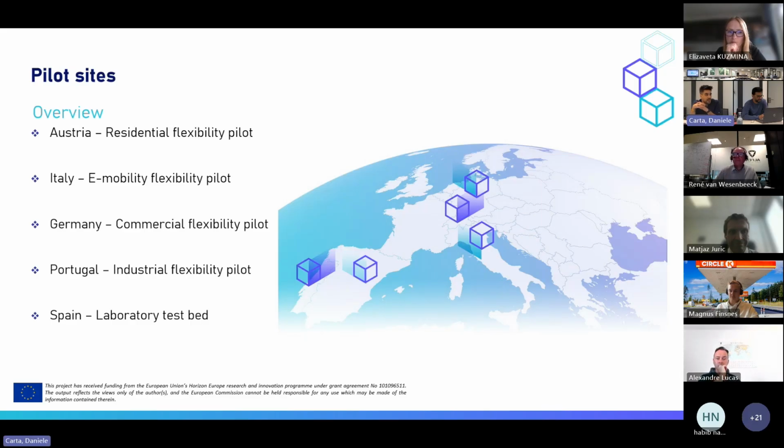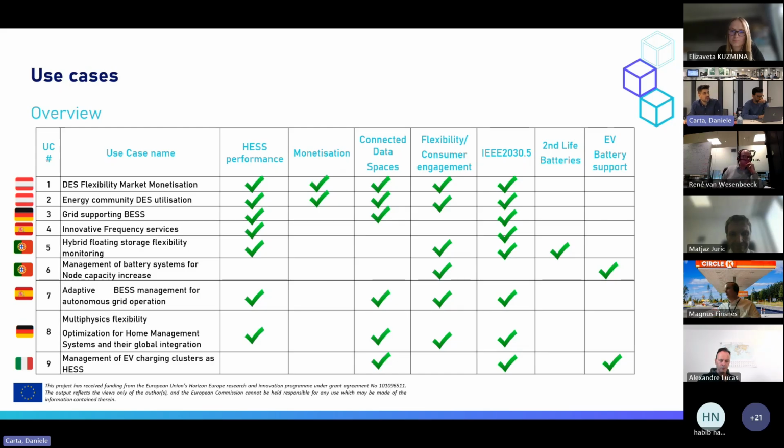So in InterSTORE we have 5 pilot sites. In particular, we have one in Austria, Italy, Germany, and Portugal, plus the 5th in Spain is a laboratory testbed, but we consider it a pilot site anyway due to the kind of activities that were being carried out there. And as you will see during this presentation, each pilot focused on some very specific aspects related to the hybridization of distributed energy resources. In this slide, you can see an overview of the different use cases that we had.